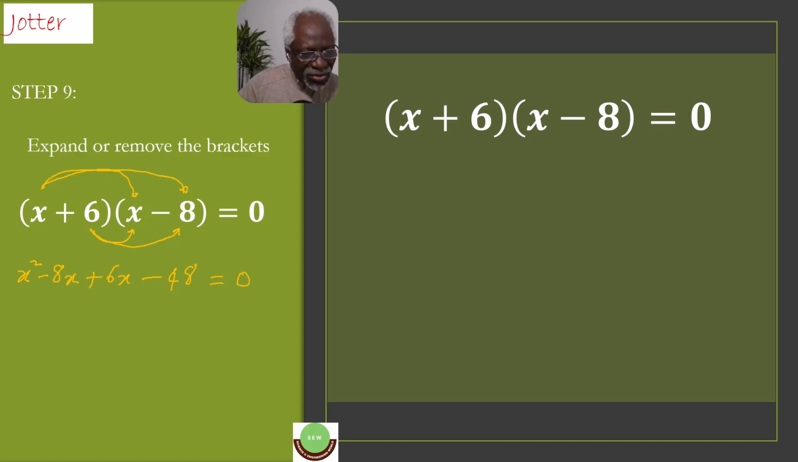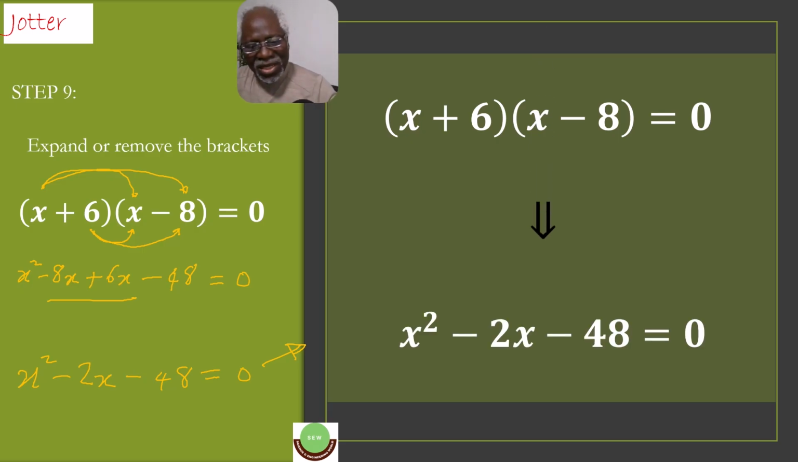And so we need to now combine the x terms. So we have x squared, minus 8 plus 6, because 8 is larger than 6, so we are going to have minus 2x minus 48 equals 0, and we transfer this to that form to give us x squared minus 2x minus 48 equals 0. So we formed our equation from the roots.